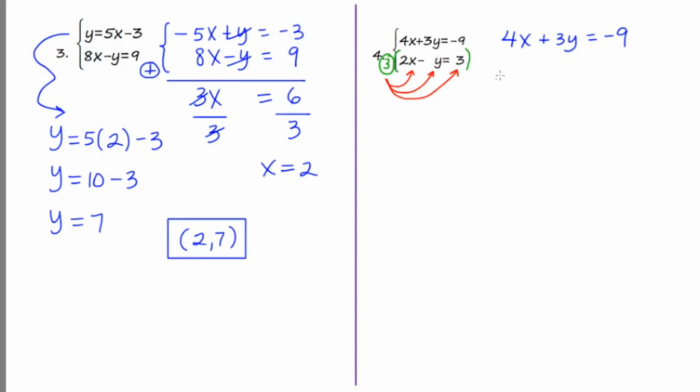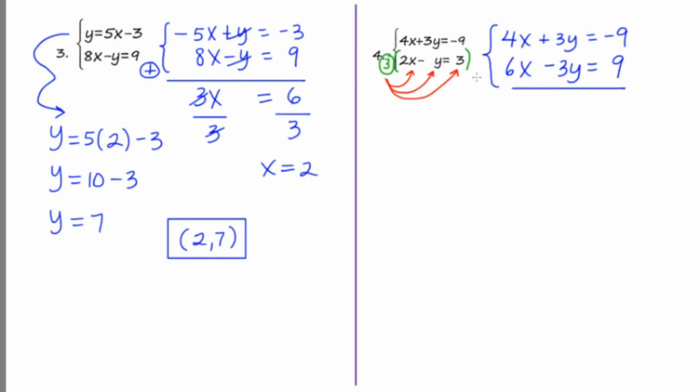So 3 times 2x is 6x. 3 times negative y is negative 3y. And 3 times 3 is 9. Now it's time for everyone's favorite maneuver, and that is to include your brace. Make it amazing. Amazing brace. Now that one wasn't bad. Okay, so I'm going to draw my line.